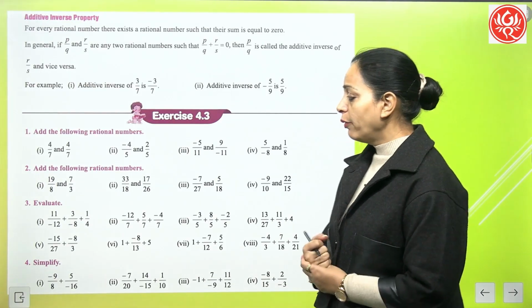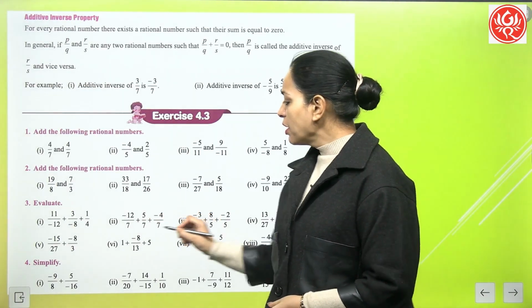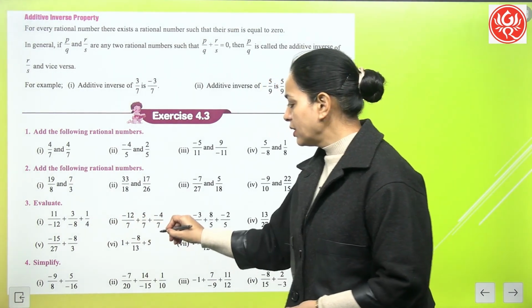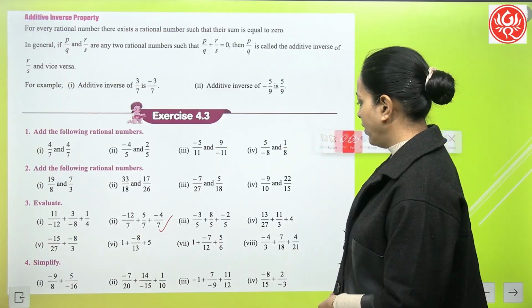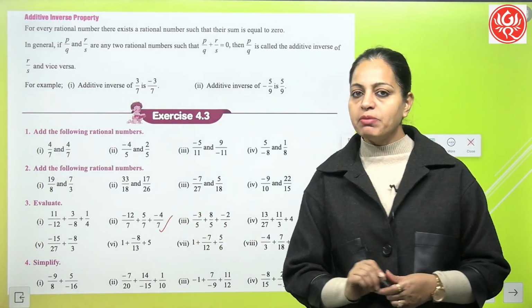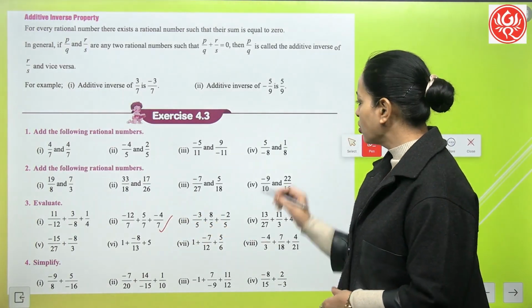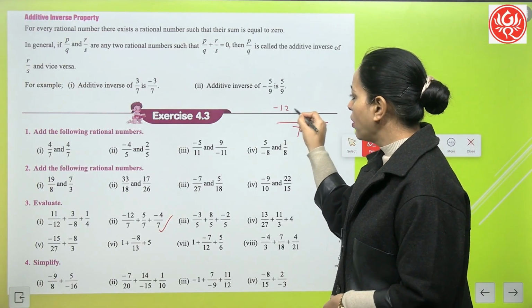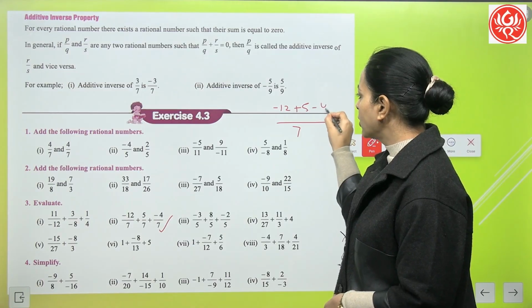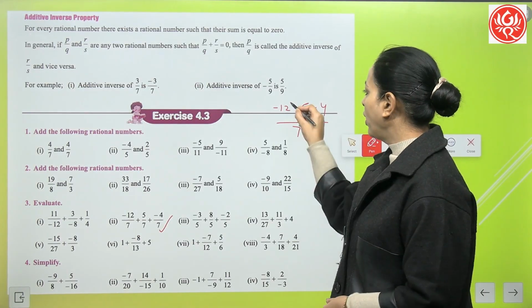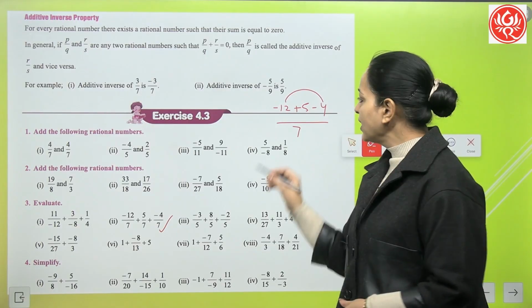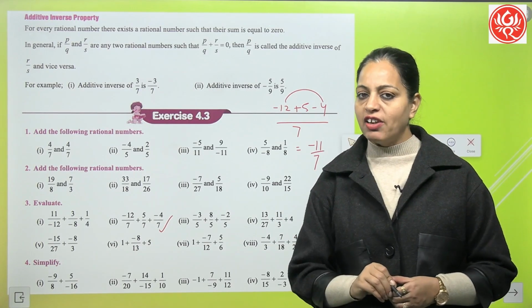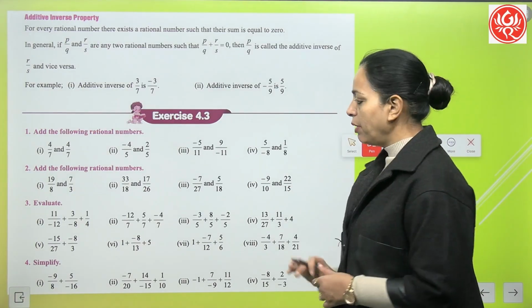Now, third question, evaluate. See the second part, minus 12 by 7 plus 5 by 7 plus minus 4 by 7. So, all are having same denominator, all are like fractions. So, what to do? Just take the numerator. So, minus 12 plus 5 minus 4. So, what will you get? 12 and 4, 16. Minus 16 plus 5, minus 11 upon 7. Similarly, you can try remaining parts.